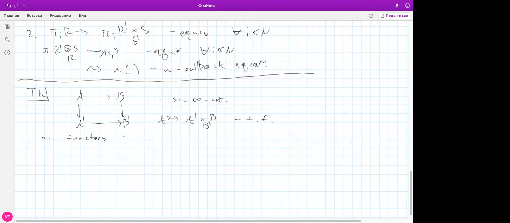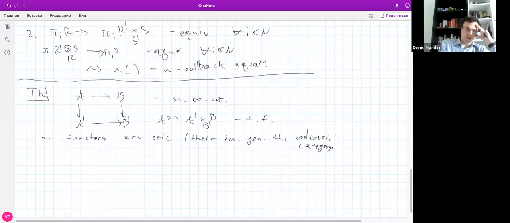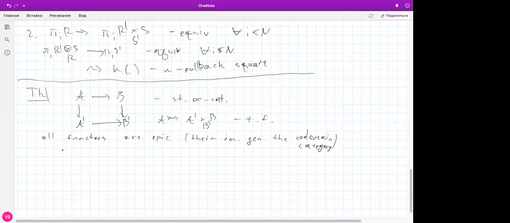are epimorphic. That is, the image generates the category, the codomain category. And this is weaker than asking for Verdier quotients, right? This is much weaker. Yeah.